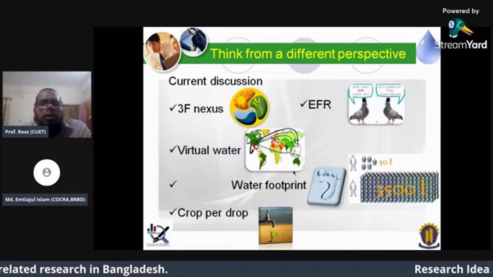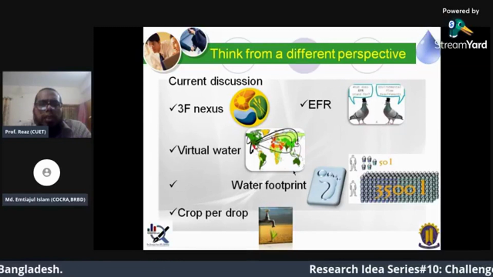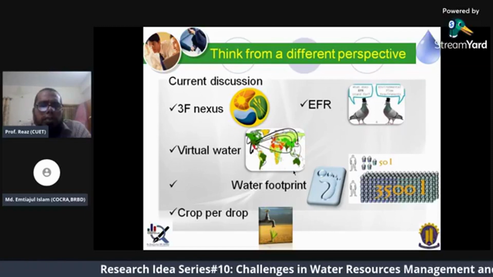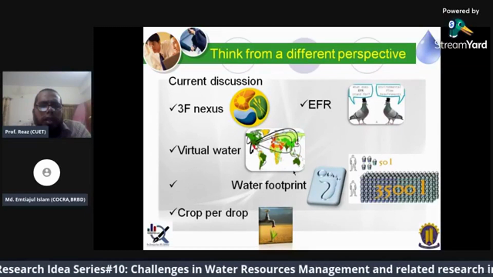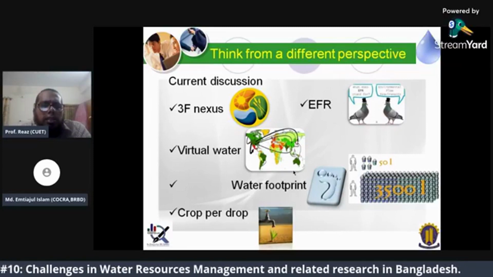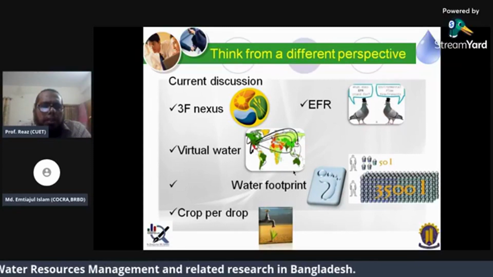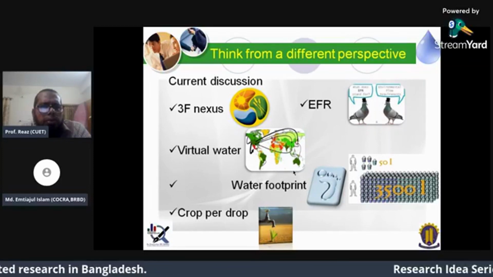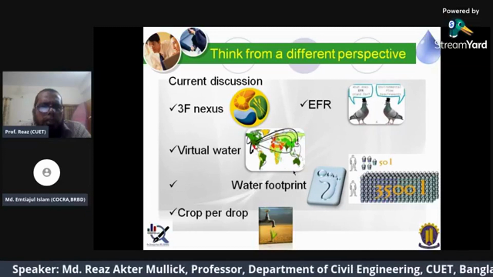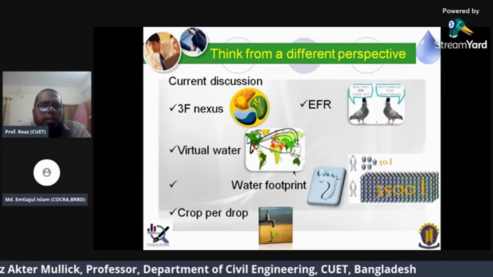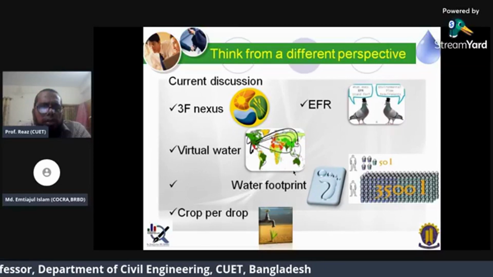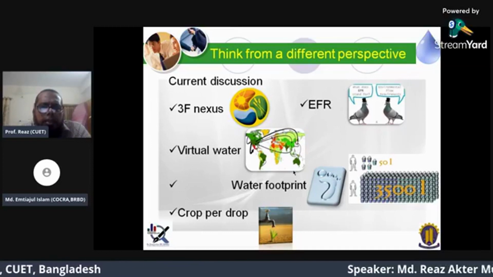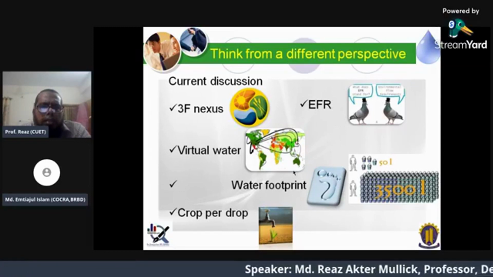So I want to conclude here. In fact, again, the perspective came. We can think from a different perspective. If someone is really interested in water-related research, they can think about this current discussion: the 3F Nexus. This 3F is fuel, flow, and energy. In fact, this is the 3F Nexus, the water, energy, food, fuel, food, and flow. This is how they are interrelated with one another.